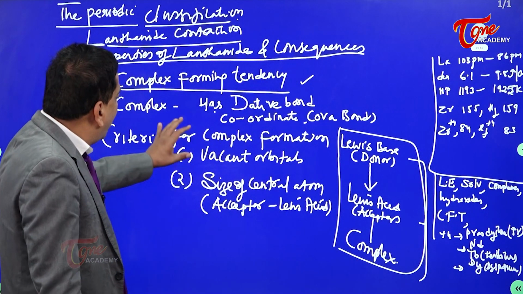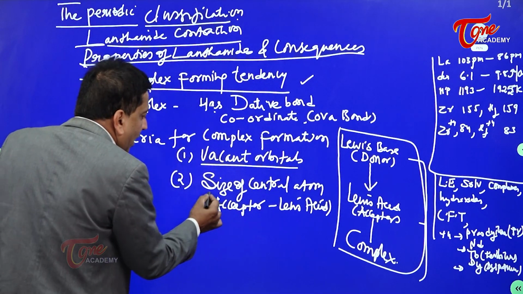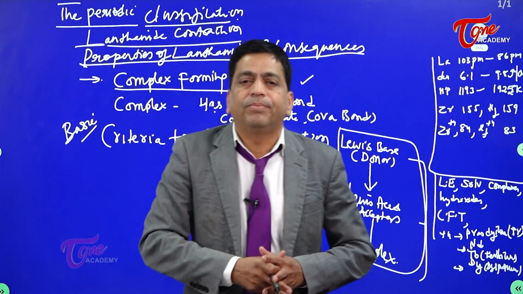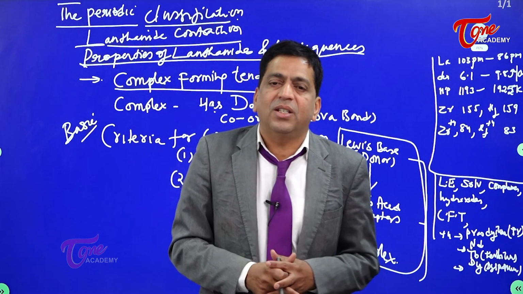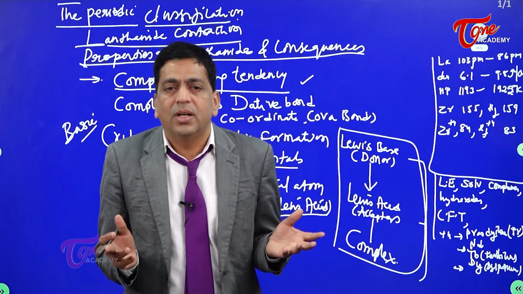So these two comments which I am making, that it should have vacant orbitals and the size of the central atom, that means I am referring to the Lewis acid. The acceptor. Acceptor plays a critical role. Someone is donating, but you should have the capacity to accept. And where will you put the electrons? You should have the vacant orbitals, right?